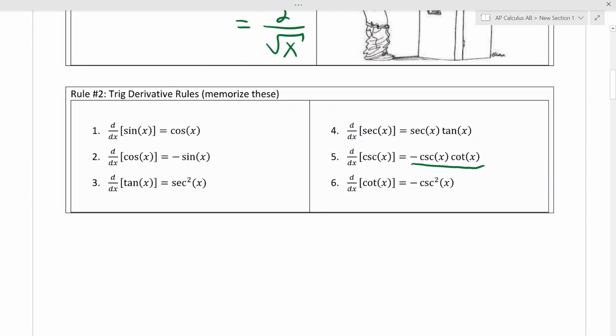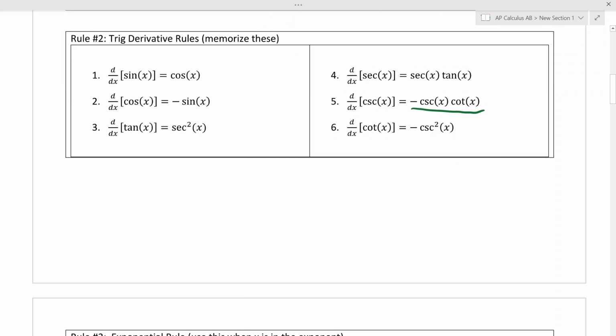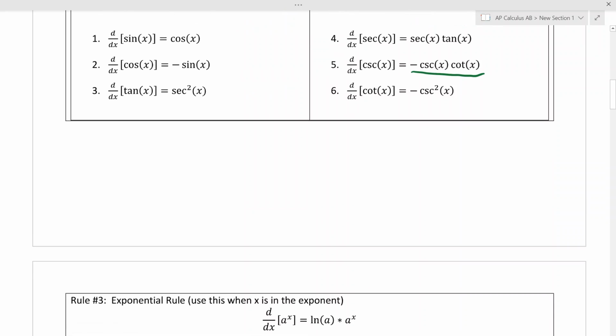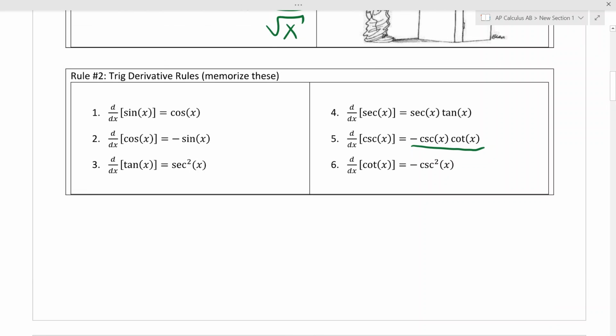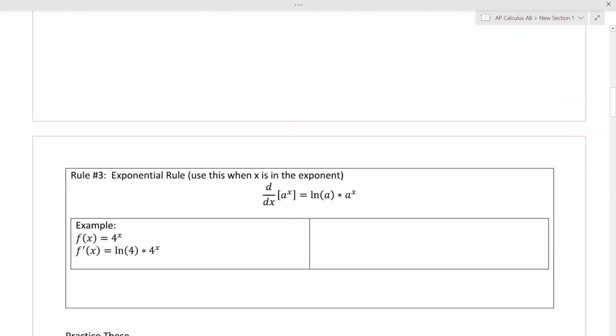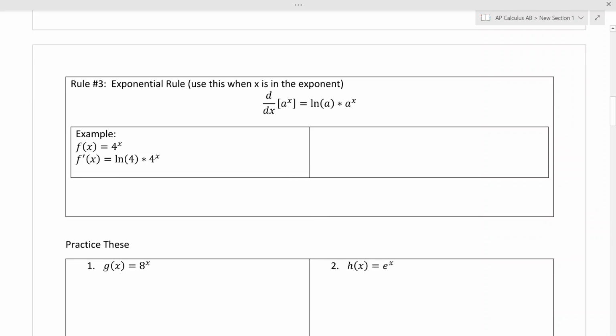But them by themselves aren't very interesting, right? That's just a rule. Derive this, and it'll always be the same thing. But we're going to start looking at what happens when we have combinations of functions eventually. So the first few rules are how do you derive specific types of functions, right? We have the power rule. We got the trig rules. Down here, I'm giving you the exponential rule. Also something you need to memorize.